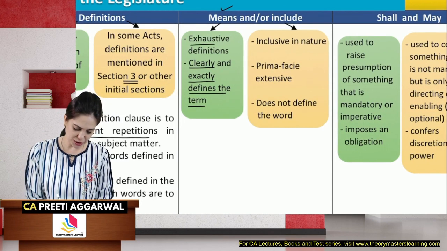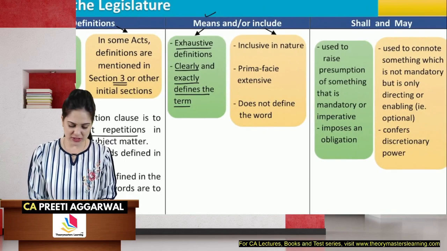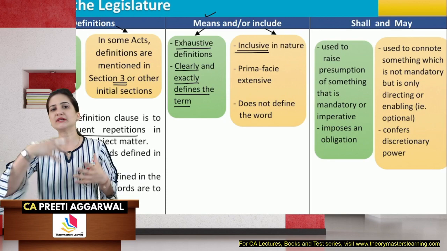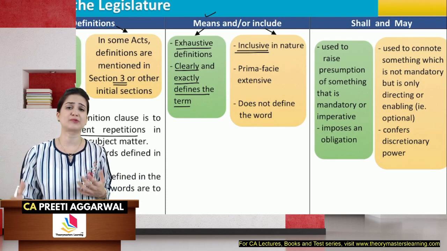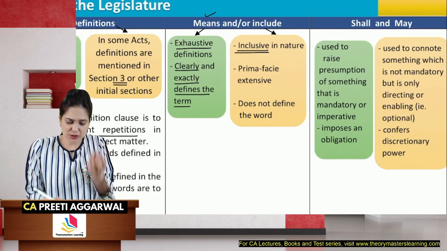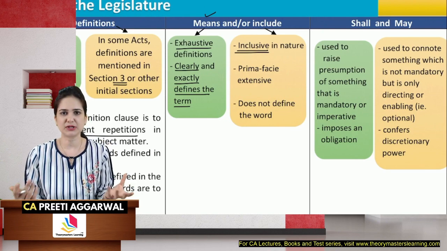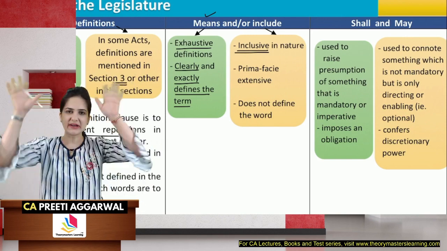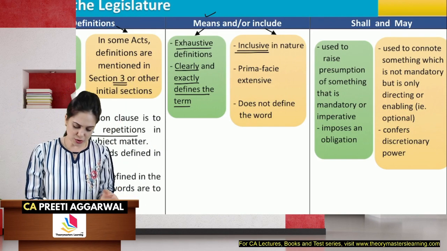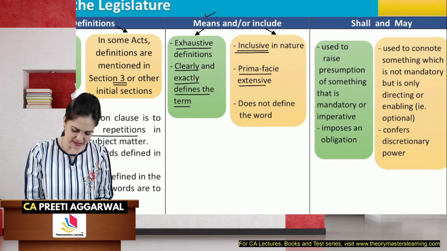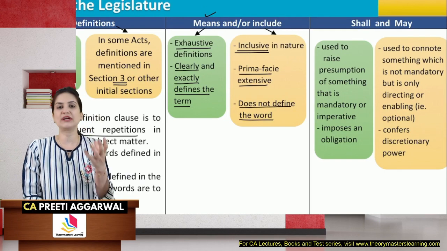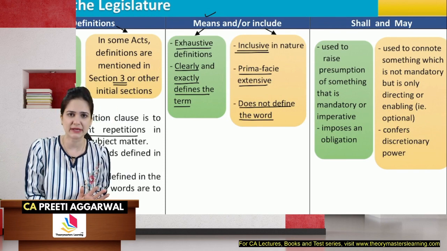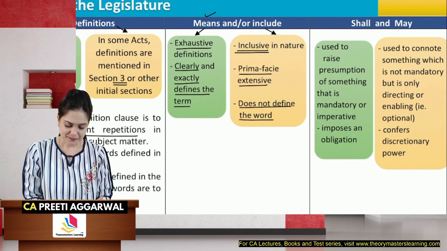It is an exhaustive definition, but includes is an inclusive definition. It means that it has a very wide scope. You say that debentures include debenture stock, bonds, any other instrument evidencing a debt. So you are not trying to define that term, but you are saying that this is also included, that is also included, and it can include any other instrument evidencing a debt. So it is prima facie extensive. It does not define the word. It only provides that these things are included, but it may also include something else.